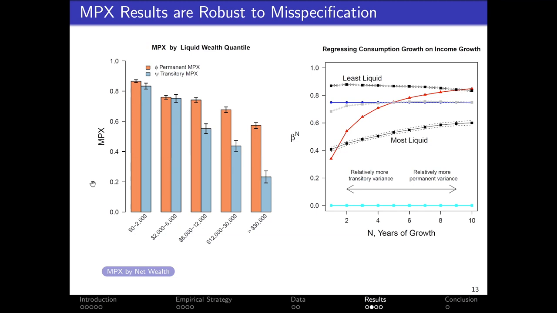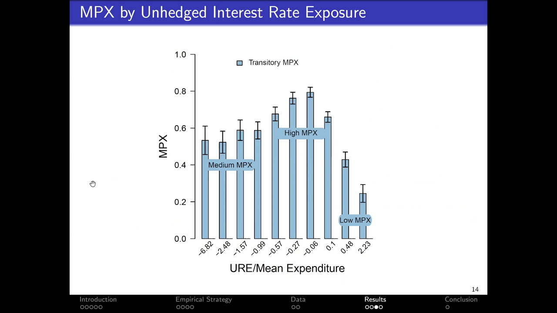Okay, so we then look at heterogeneity in MPXs across the types of dimensions that are important for monetary policy redistribution, and in particular, we look at unhedged interest rate exposure. So these guys on the left here are very exposed to interest rates going up, in the sense that if this year's interest rate goes up, they're going to have to spend a lot more financing their debt, because they have variable rate mortgages or some kind of debt which is going to have to be rolled over at a new rate. These guys on the right are going to benefit from higher interest rates, because they will receive those higher interest rate payments.